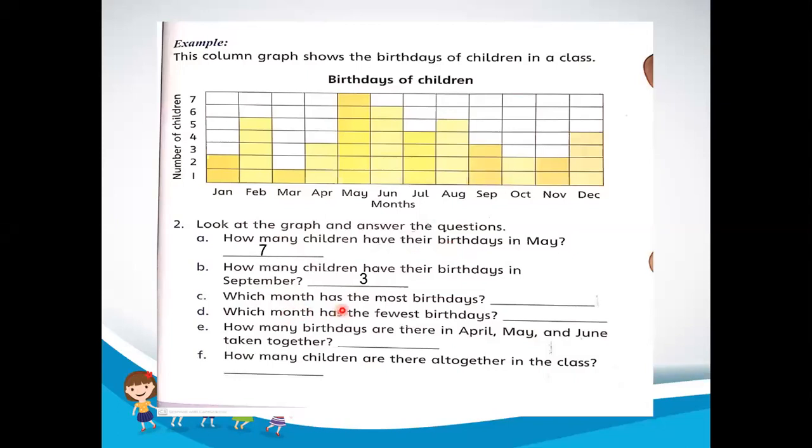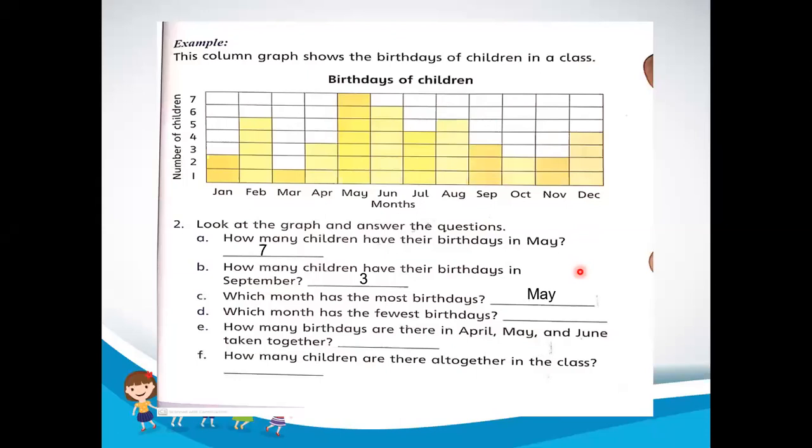Now tell me, which month has the most birthdays? May. Very nice, very good. So while looking at the graph, you are answering quickly. See, this is the main difference. That's why we use a graph, so it becomes easy for us to answer quickly and easily. So May is the month which has the most birthdays.